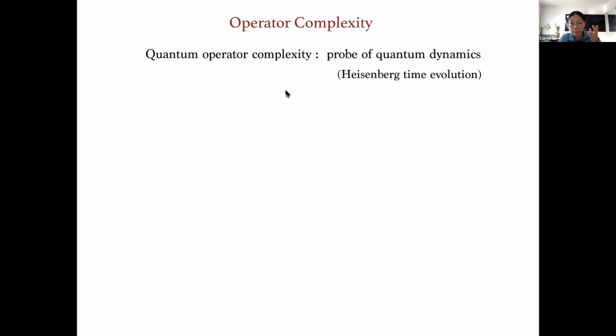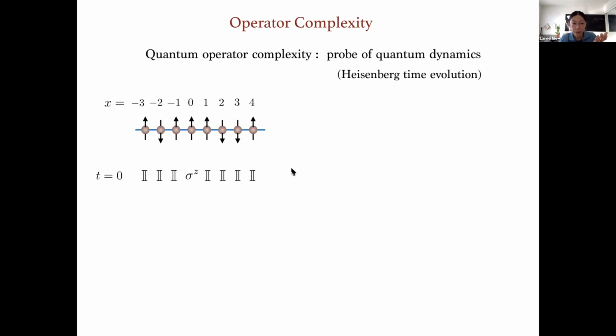And the idea is that you can quantify how complicated an operator becomes under Heisenberg time evolution, under quantum mechanics. So the complexity of an operator is a probe of the property of the quantum dynamics itself. For example, suppose we have a spin-1/2 chain, and I can label the sites in this way. Suppose at the beginning of time I have some string of operators like this. The only non-trivial operator in this string is the sigma z sitting on site 0, and everywhere else I have the identity operator. That's my initial operator.